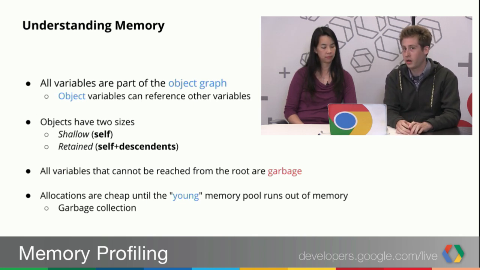So all variables that cannot be reached from the root are classified as garbage, and when V8 decides it's an appropriate time, it will do a garbage collection phase, freeing up memory and collecting all that garbage and giving it back to the system. So allocations are really cheap until the young memory pool runs out of memory. At that point, a garbage collection is forced. It's not just done at an opportune time. So you have to watch out for that in interactive applications.